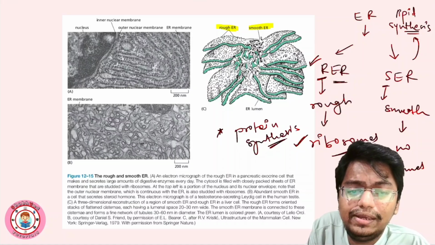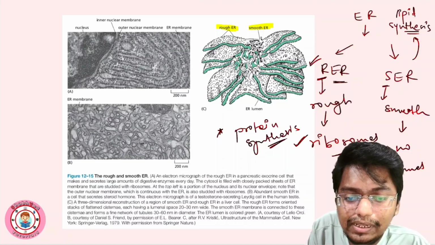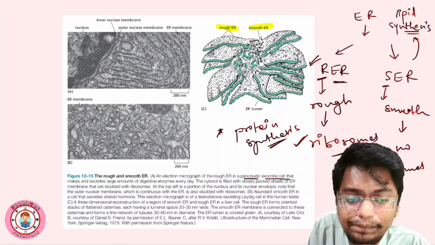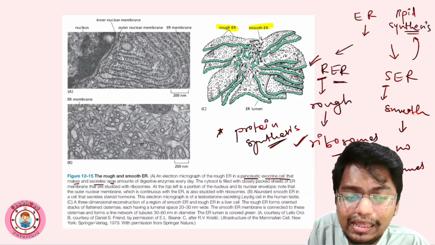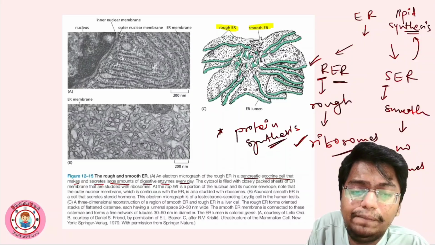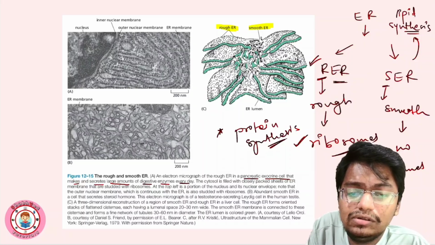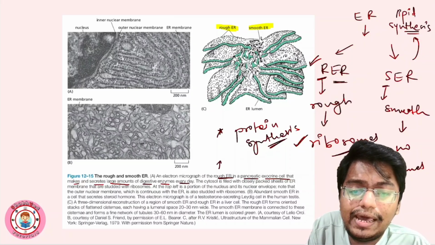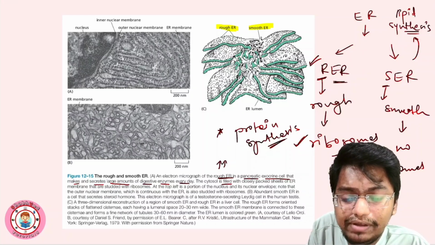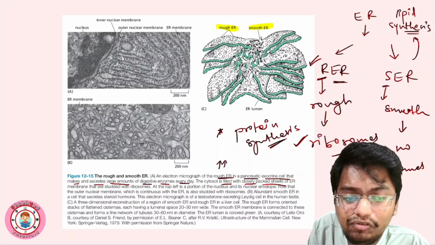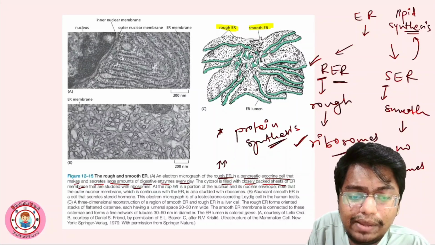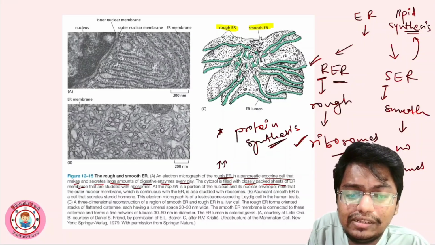So this is all written here, like the pancreatic exocrine cell that makes and secretes a large amount of digestive enzymes every day, right? The pancreas's work is to make enzymes in large amounts, so rough ER will be present in high amounts. Okay, the cytosol is filled with closely packed sheets of ER membrane that are studded with ribosomes, right? We will find more ribosome content.